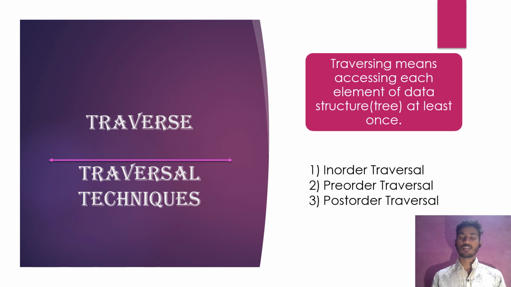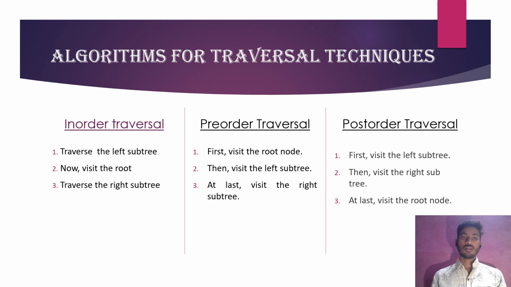Let's see the algorithms of this traversal. In-order traversal: initially we have to traverse the left subtree, then visit the root node and then traverse the right subtree. Pre-order traversal: first visit the root node, then visit the left subtree, at last visit the right subtree. Now post-order traversal: first visit the left subtree, then visit the right subtree, at last visit the root node.